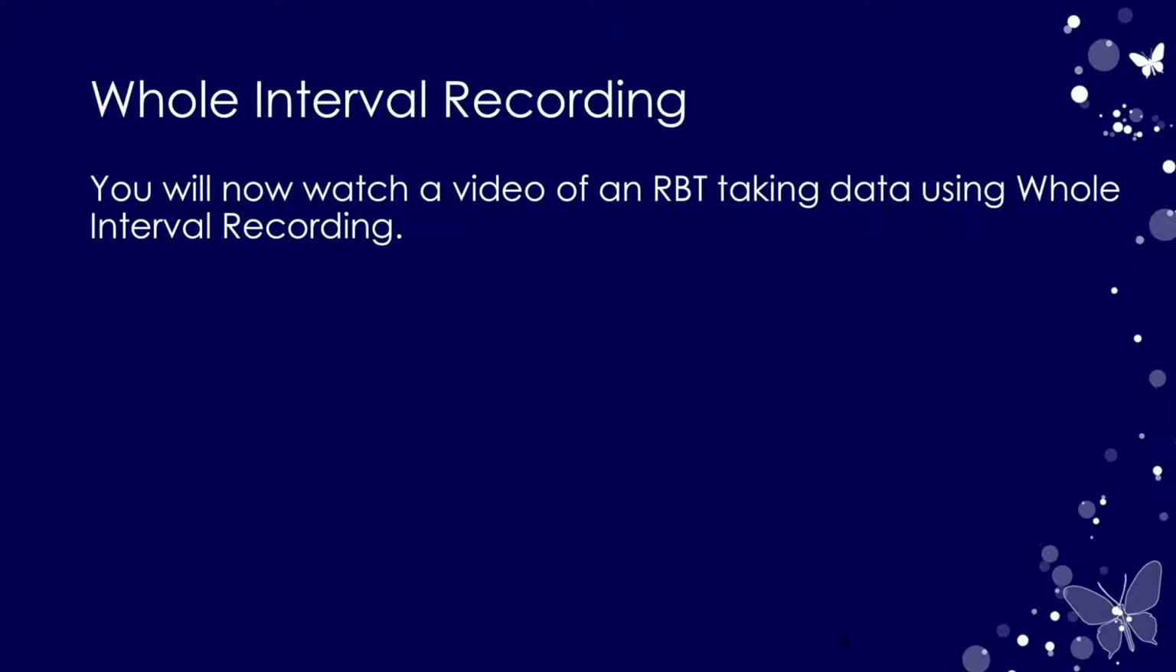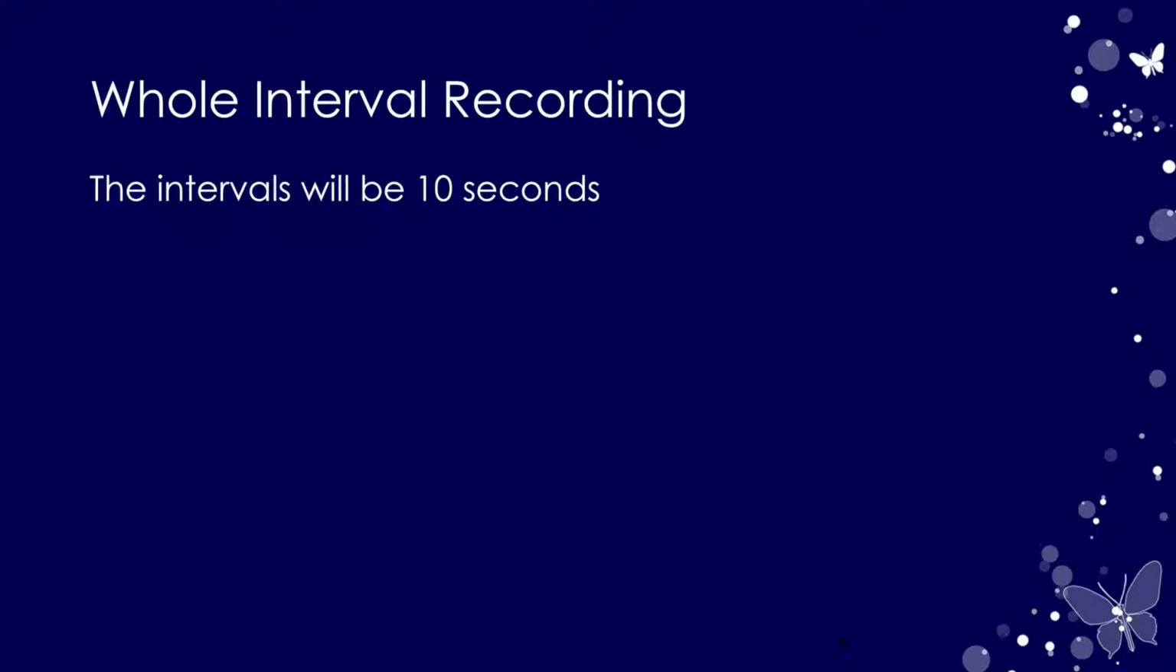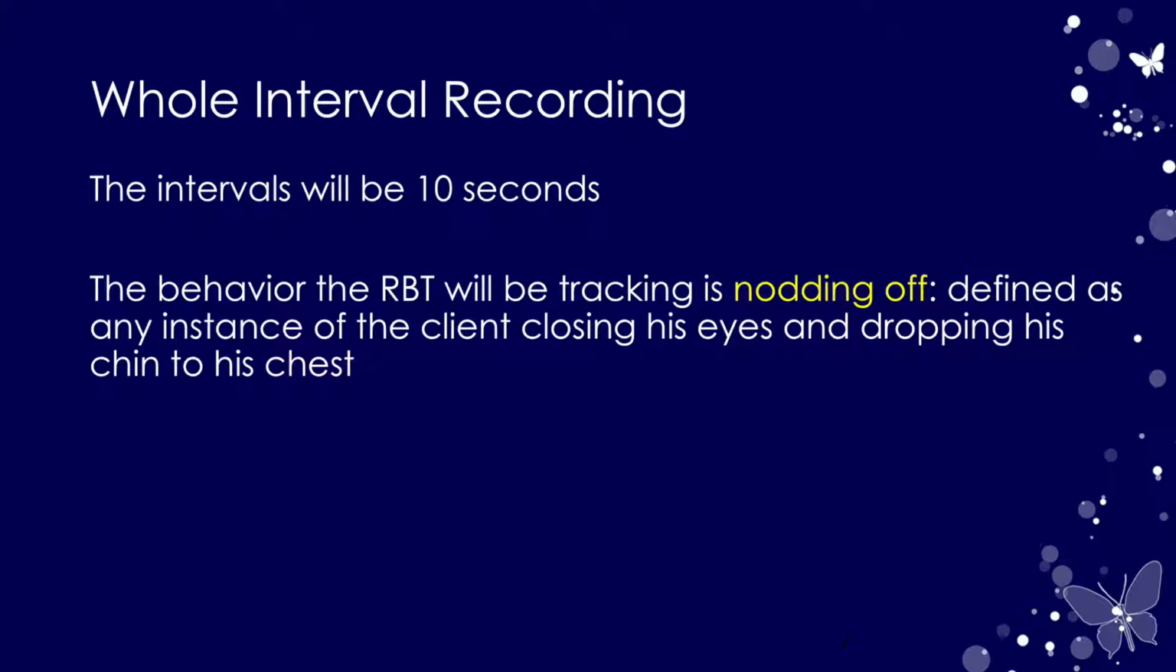You will now watch a video of an RBT taking data using whole interval recording. In the video, the person on the left is the RBT, and on the right is the client. Intervals will be 10 seconds long, and the behavior the RBT will be tracking is nodding off, which is defined as any instance of the client closing his eyes and dropping his chin to his chest.